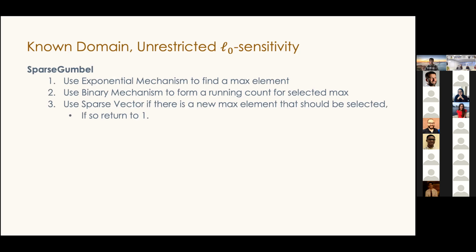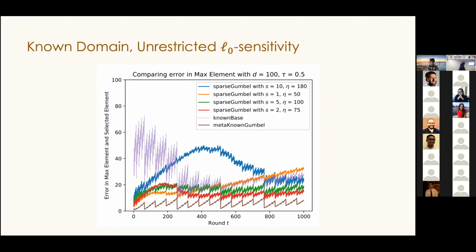So now, what about in the unknown domain? Can I ask a question? Yeah. I didn't quite understand what the bottom curve there was. It's a little hard to read the plot over Zoom, but is that the meta known Gumbel? The one with the lowest error that looks like the sawtooth at the bottom of the graph?